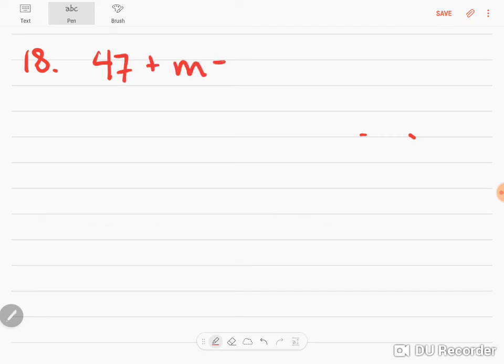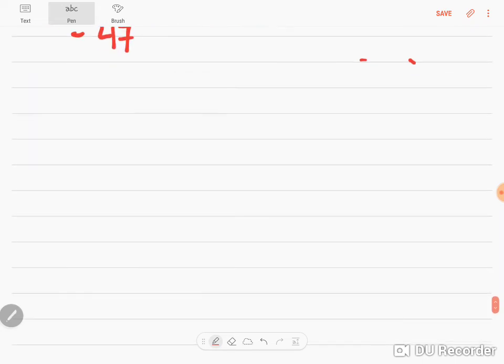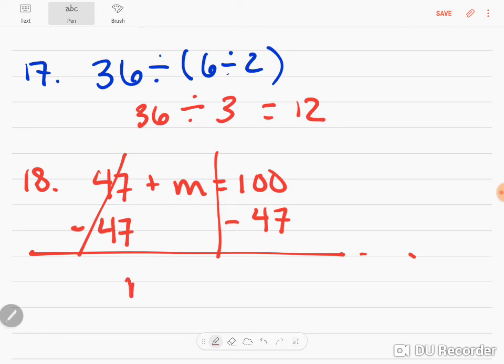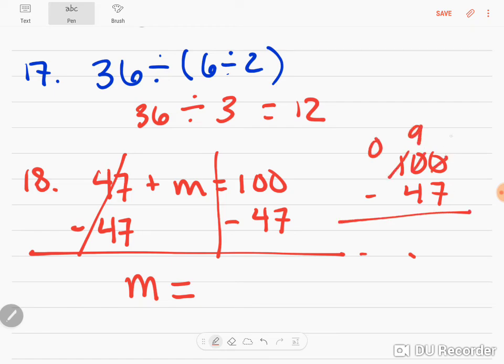47 plus m is equal to 100. The inverse operation. Oops, sorry you guys. That is a positive, so I'm going to subtract. Must subtract 47 from both sides. M is equal to 100 minus 47. 0, 9, 10, 3. M is equal to 53.